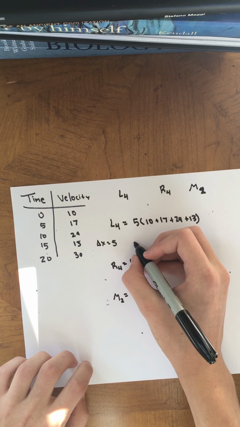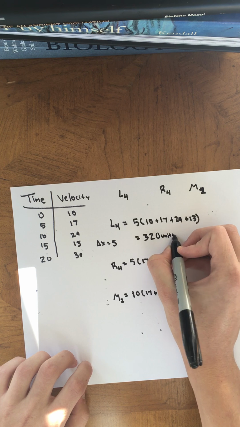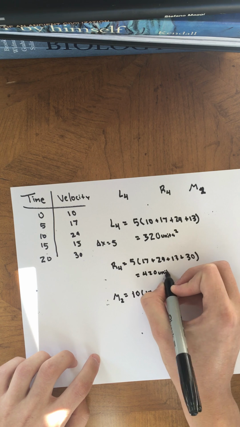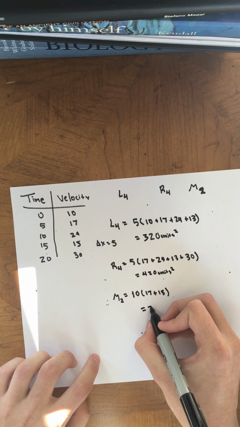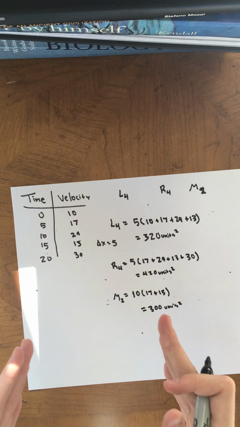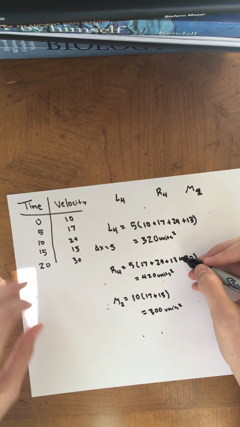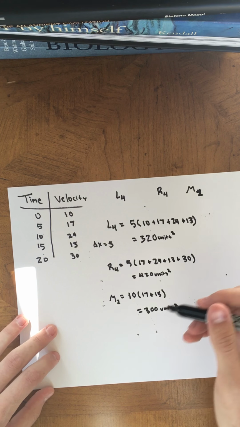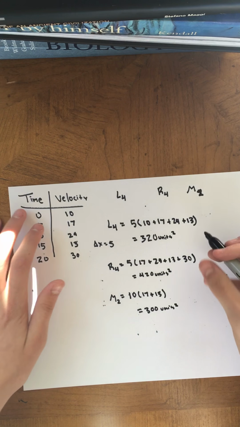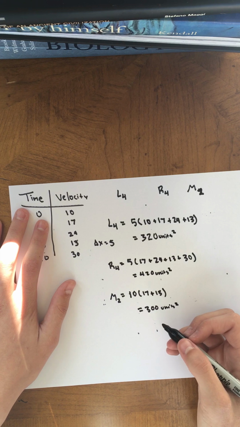All right, so L4 is going to be equal to 320 units squared, and R4 is going to be equal to 420 units squared, and M2 is going to be equal to 300 units squared. And you can tell, just because it's L4 and R4 and there are only 4 rectangles, there's actually quite a bit of variation between the two. And obviously if you were to add more rectangles, it would get more and more accurate. That's why in an integral, you have an infinite amount of rectangles. And so M2, because there's only 2 rectangles, it's even more different.